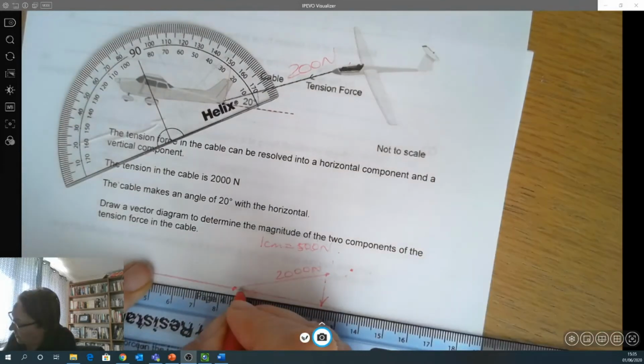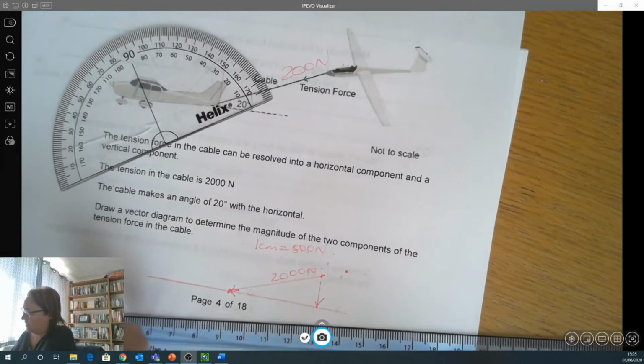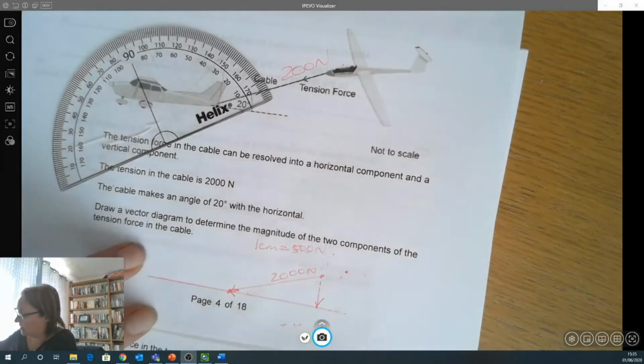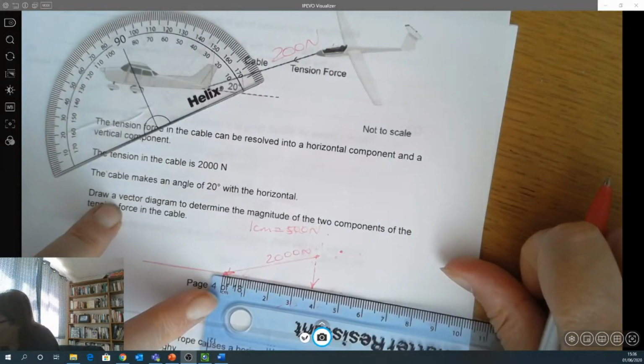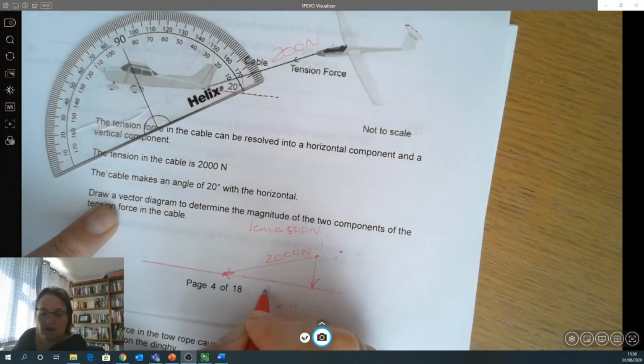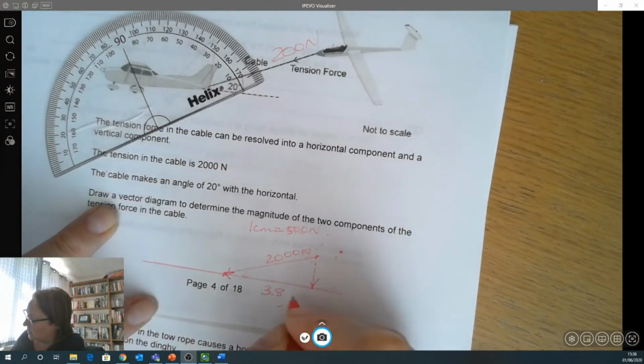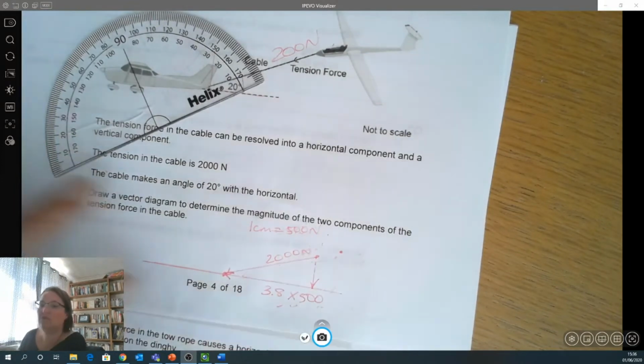I'll put an arrow on for the horizontal force, an arrow on for the tension, and then I can start my measuring. I've got 3.8 centimetres times 500.